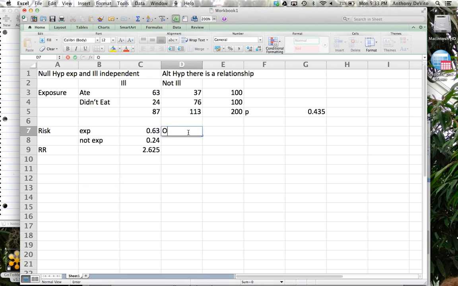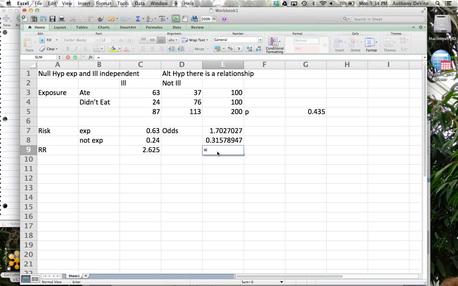Okay, so let's look at odds ratio. What are the odds of becoming ill for each one of these groups? Well, for the exposed group, the odds are going to be equal to 63 divided by 37, or 1.7, right? It looks almost like 2 to 1. In other words, out of 100 people, twice as many people became ill as didn't become ill. So our odds are 63 to 37, or 1.7. What about our odds if we're not exposed? Well, our odds if we're not exposed is 24 to 76, which is 0.315.